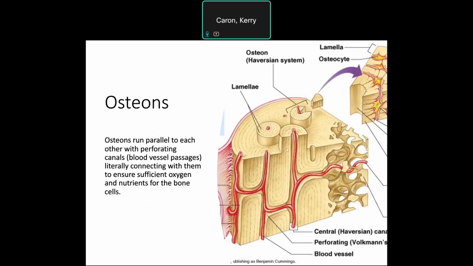Here's a nice picture of the osteons, and they run parallel. Okay, they've got blood flow. You can see the blood flow. You can see the Haversian canals where the blood vessels are. Okay, you can see each one of these concentric circles are a Haversian system.